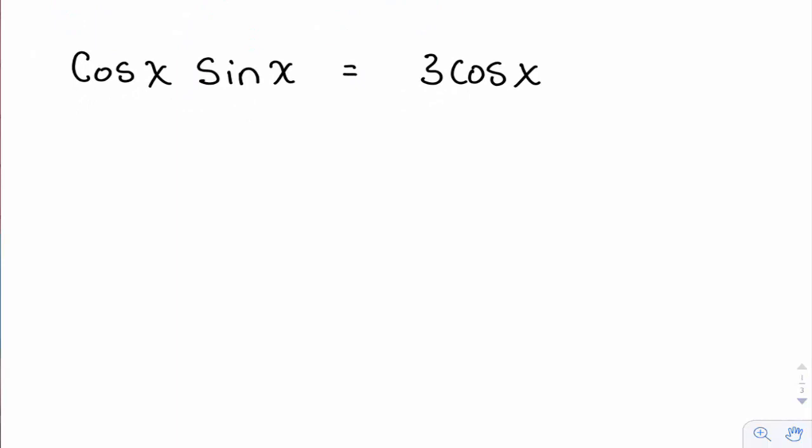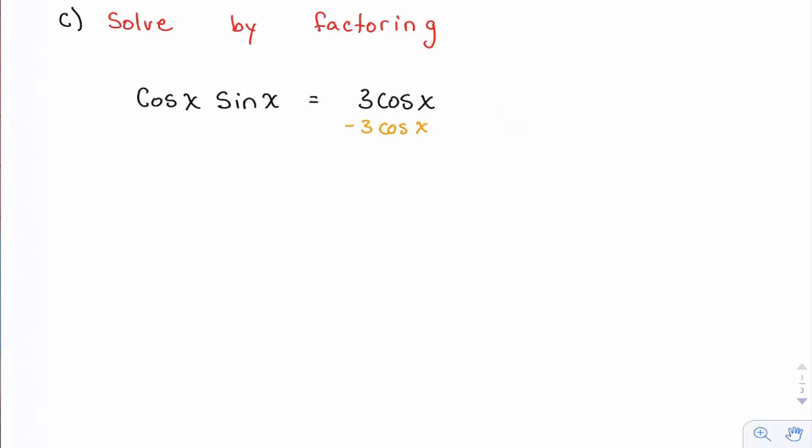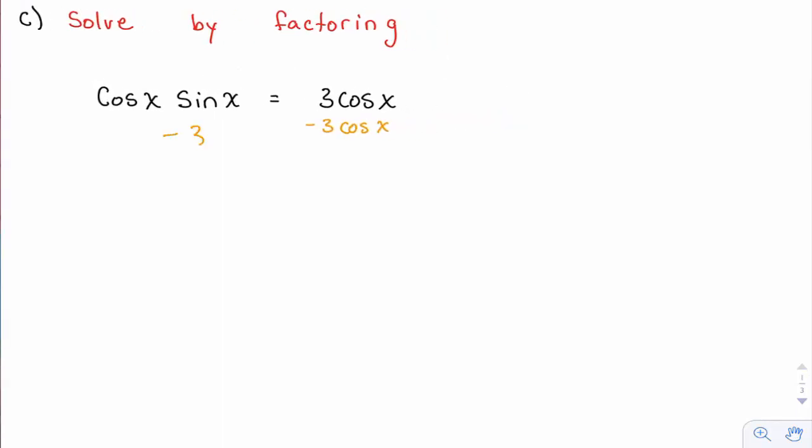So with this one, again, when you're factoring, let's try to set this equal to 0 so we can use our zero product property. So if I was going to do this one, I'm going to go with minus 3 cosine x on both sides. And again, these don't combine, so try not to combine them because it's just not going to work.